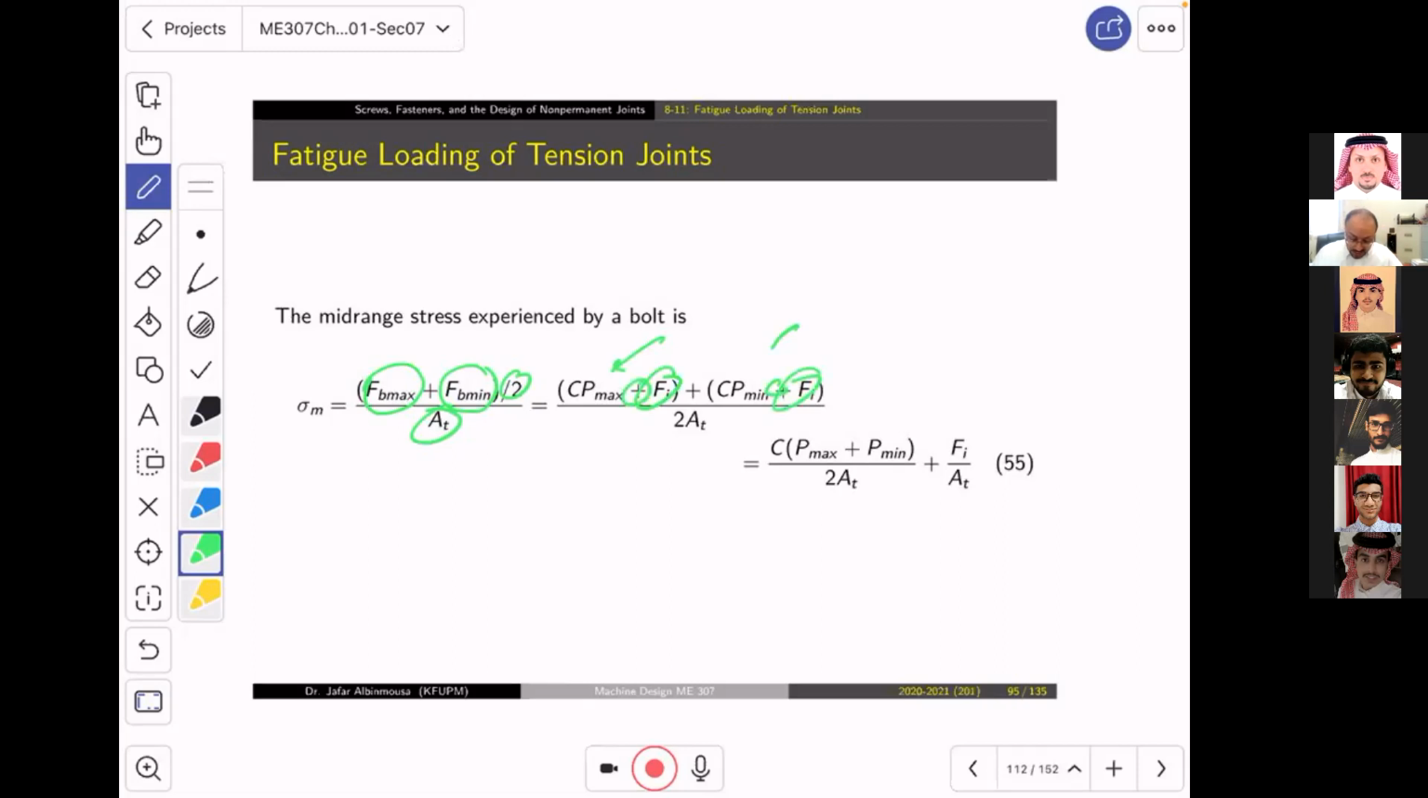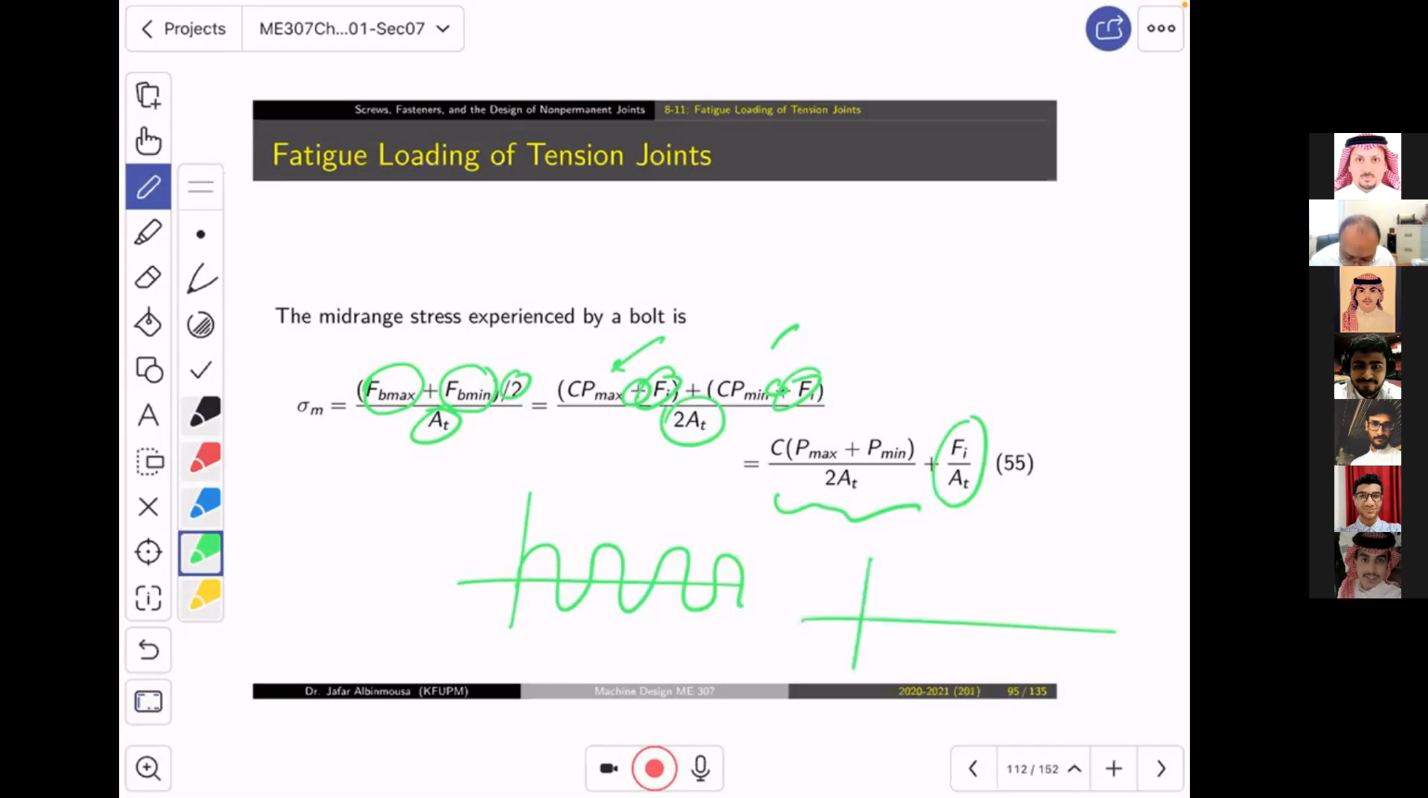Do you see that? And you have 2AT over there. So Fi plus Fi will be 2 Fi's, and if you divide them by 2AT, you will have Fi over AT. And this is what? This is the mean resulting from the fluctuation, because when you fluctuate the load around zero mean, it will go away. You have a maximum and minimum, but because they are equal in magnitude, they will cancel out.